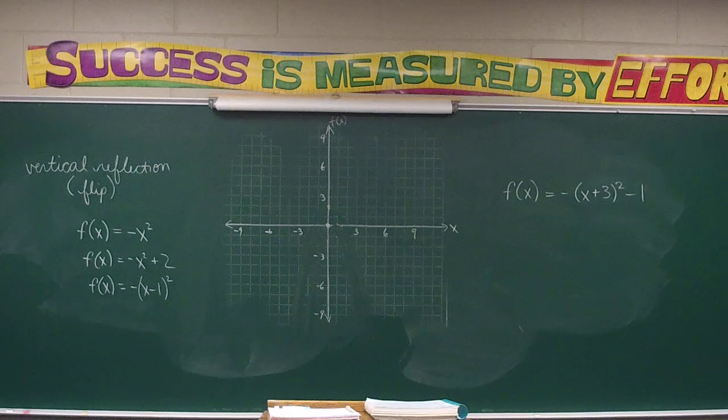Set a new Cartesian plane, and then graph f of x equals negative x plus 3 squared minus 1.